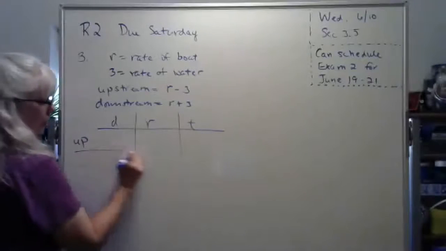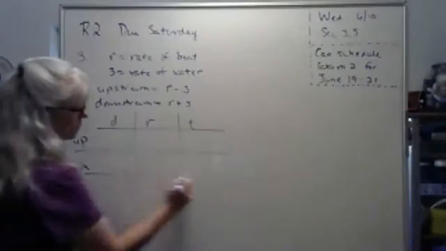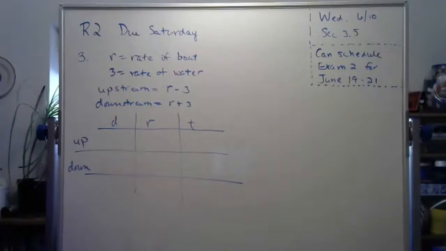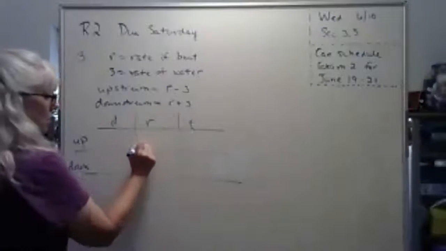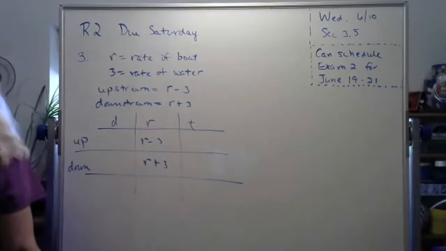So we have our upstream, we have our downstream. Okay, so we know that when we go upstream, we just said it was r minus 3. We know when we go downstream, it's r plus 3. So that makes sense. We did that.